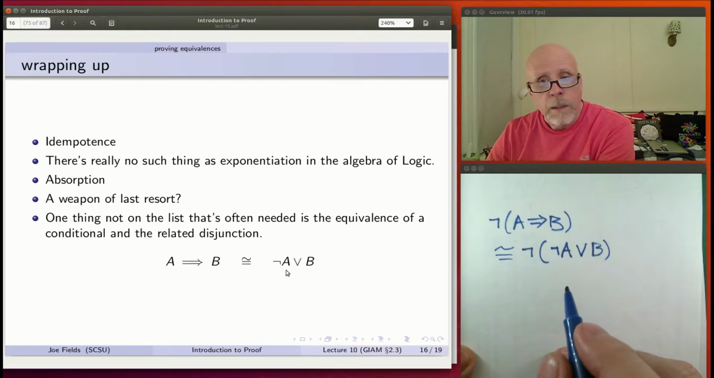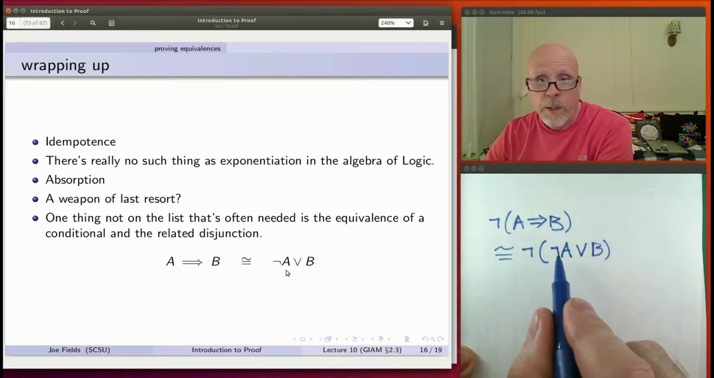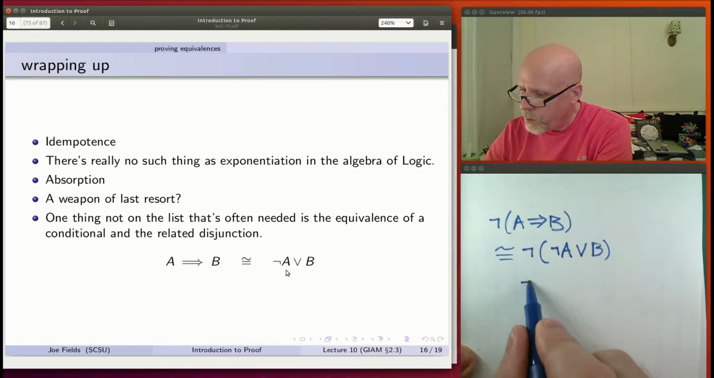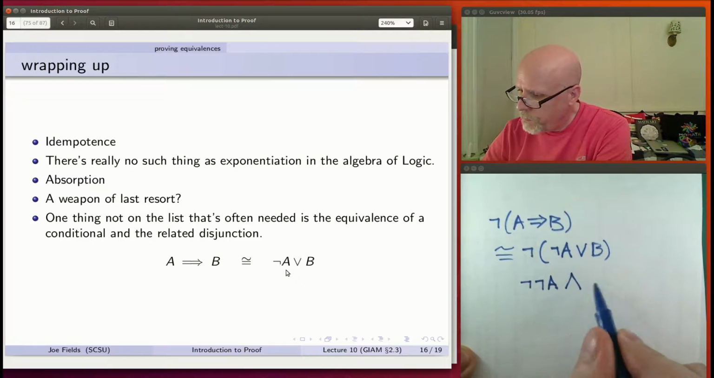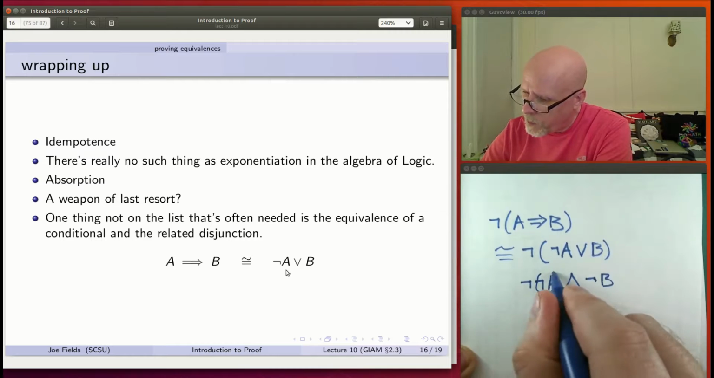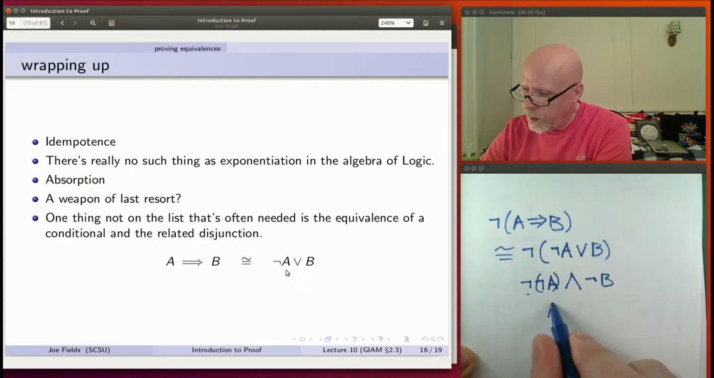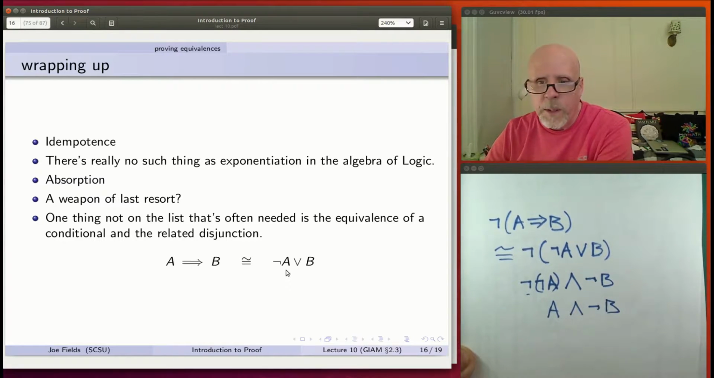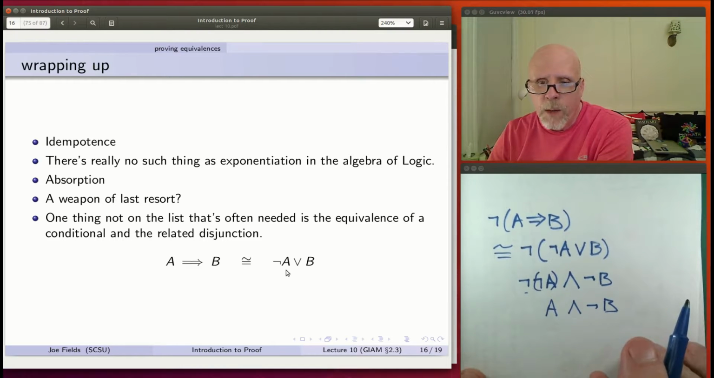And then this is a not outside of something with parentheses in it, so I can apply De Morgan's rule, which says bring the not onto the inside, change the operation, and bring the not into the inside on both bits. Maybe I need parens here. Well, that's the double not rule, so that's A. And the other thing is unchanged, A and not B, which is what we figured out was the proper way to negate a conditional.